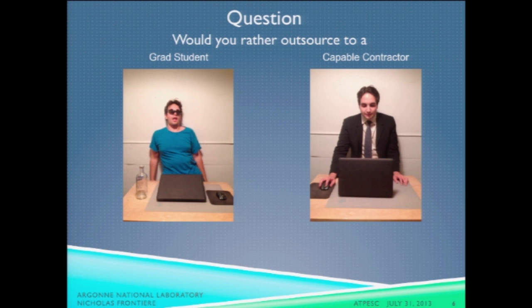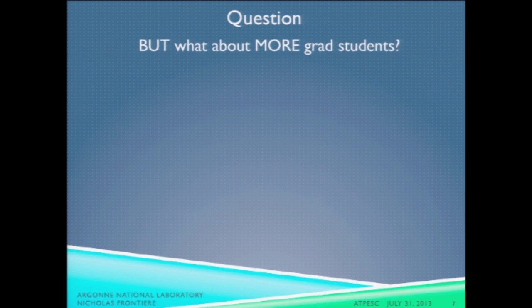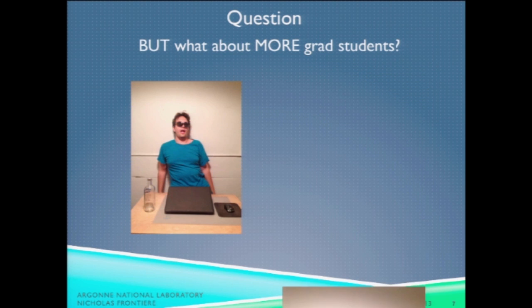The point about the capable contractor is that this person is probably going to give you low latency and good throughput. This person is going to work quite a bit of time and get pretty good throughput coming out. And depending on whether it's before or after 5 o'clock, the graduate student is probably going to have high latency and low throughput. So you'd say, obvious choice, the capable contractor. But what about many more graduate students?